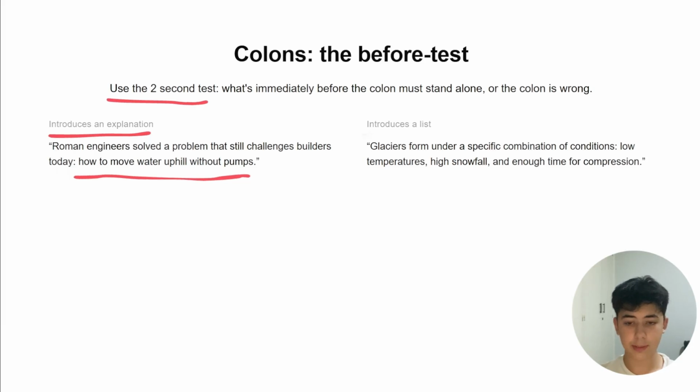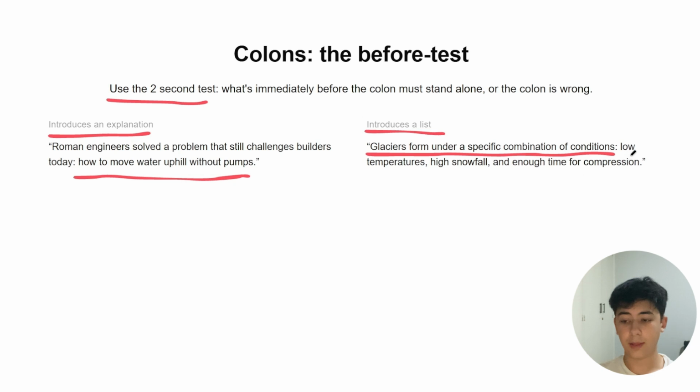Now for the second use case, it introduces a list. Glaciers form under a specific combination of conditions: low temperatures, high snowfall, and enough time for compression. Notice how you have an independent clause before the colon, and then you have a list. These are the two use cases for a colon. Number one, introducing an explanation, and number two, introducing a list. But make sure to use the 2 second test to know whether you have an independent clause before the colon, and then you can use it.